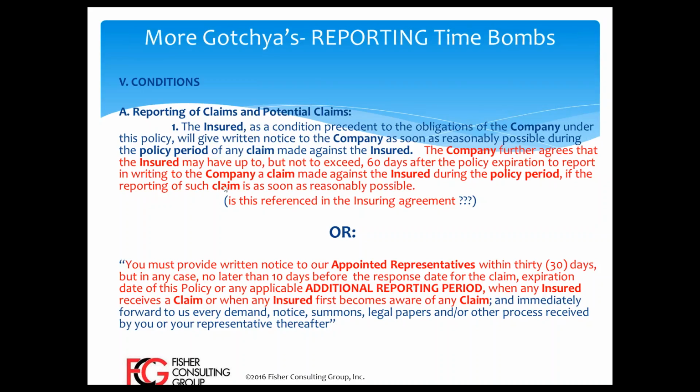Now, the problem with this language, as good as it sounds, is what if it's not referred to in the insuring agreement? The insuring agreement says a claim must be first made and reported to the company during the policy term or in accordance with any extended reporting provision. The extended reporting provision says it only applies in the event of cancellation or non-renewal, then the insured shall have an additional 60 days. Here we have a condition that makes it look as if it does give 60 days irrespective of cancellation or non-renewal, but it's not referred to in the insuring agreement.